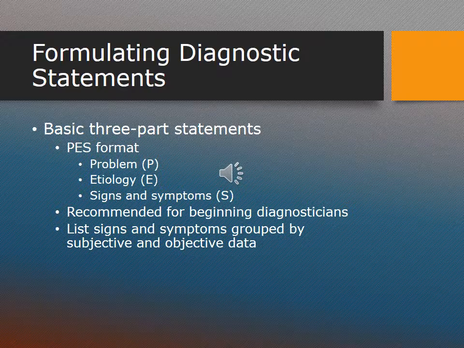We also have a basic three-part statement, which can be referred to as PES format, and that's problem, etiology, signs and symptoms. So you have your problem, it's your label, your NANDA, you have your etiology, and that's your cause, and then you have your signs and symptoms, your subjective and objective data. This is really recommended for any beginning diagnostician. Now, you are considered a beginning diagnostician, probably a label you never knew you'd have. So you're going to list the signs and symptoms grouped by subjective and objective data.